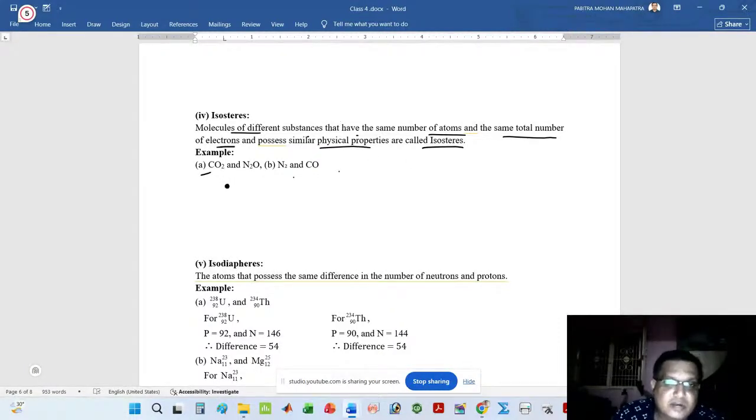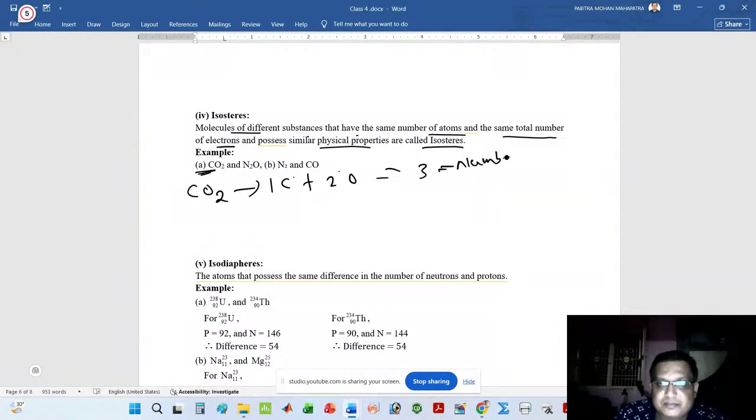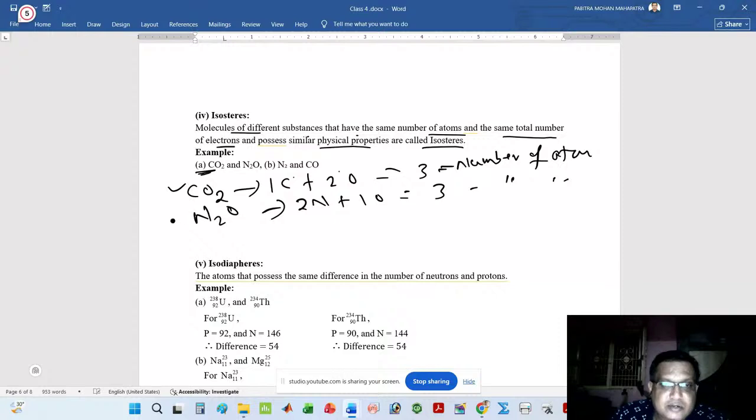Look at question A. Carbon dioxide. Here the number of atoms is 1 carbon plus 2 oxygen, that means 3 in total. So here I can say that the total number of atoms is 3. Now think about N2O. Here 2 nitrogen atoms and 1 oxygen, so here also the number of atoms is 3. For carbon dioxide and N2O, the number of atoms is the same, that is 3. But if we think about the number of electrons present in carbon dioxide and N2O, then let me check.